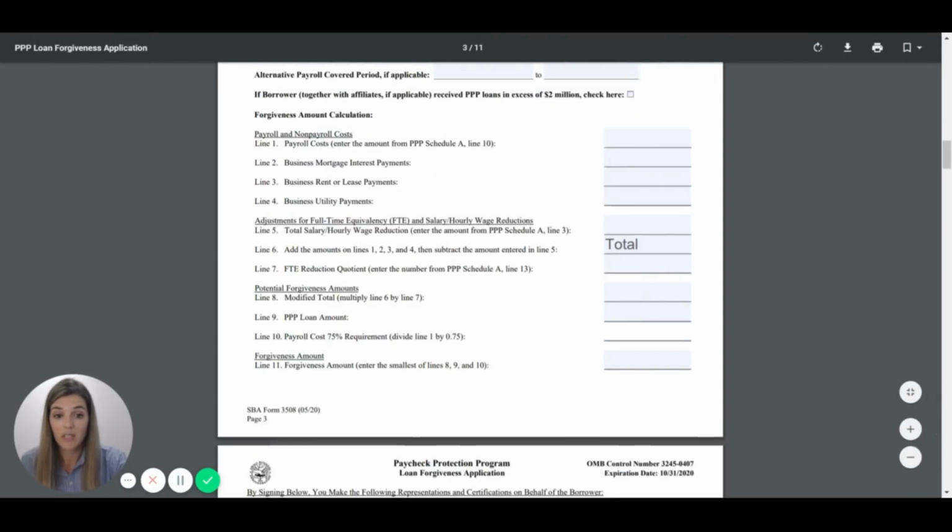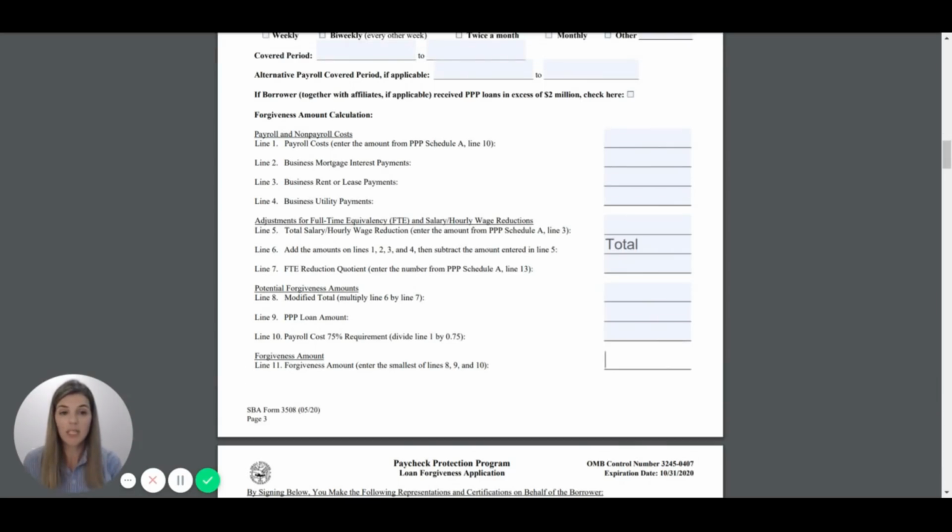You do a quick calculation of line 1. Now that we have line 1, you divide it by 75. And then you just say which of these is the least. And then you put that in the forgiveness amount right there. And you're done. Kind of. You're done from the worksheet perspective.